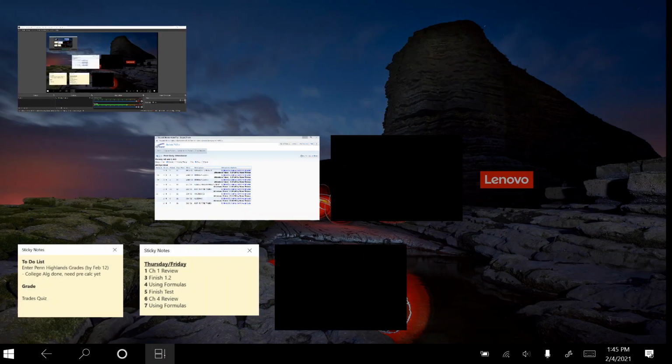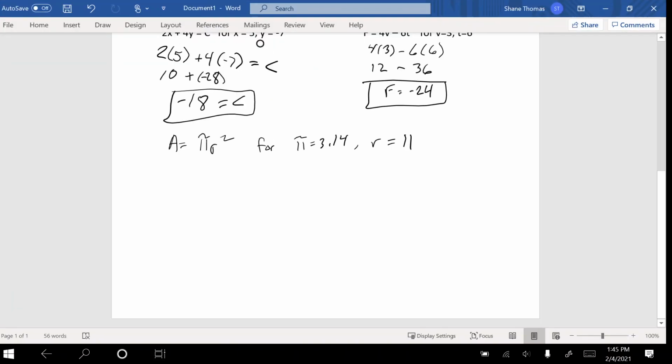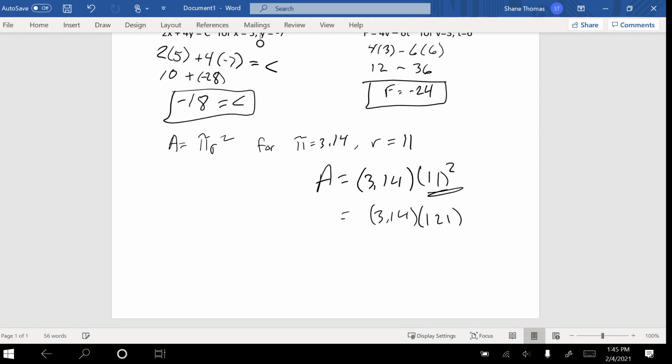Looking at it here, you plugged in 3.14 for pi. Radius was 11 for this go around. Okay, we had to do the squaring first. So we have 3.14 times 11 squared, which is 121. Good. And then multiply the two together, you get 379.94. Good.